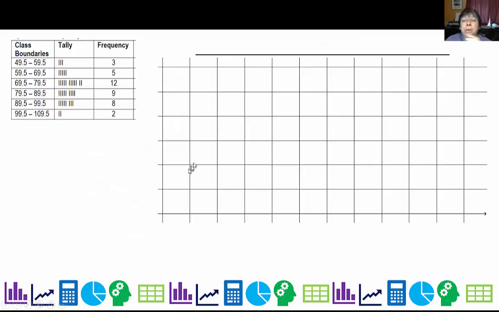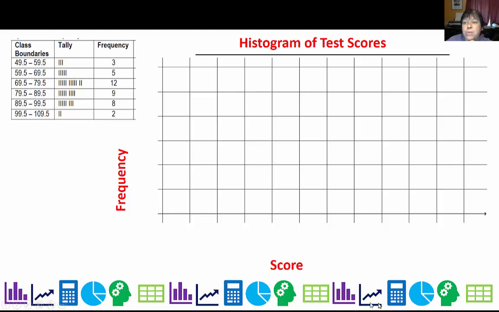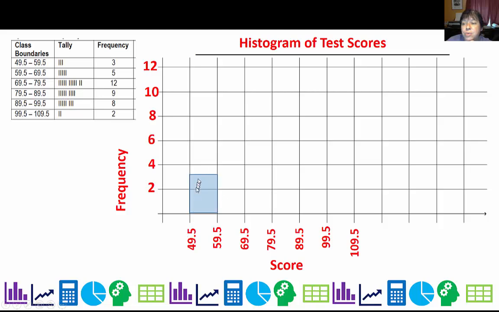All right. So I'm going to go through this quickly because I know you can pause me. First, title it, label your axes. All right. We got frequency and we got score. These were test scores. My highest value is 12 and I have 6 here, so I can easily go up by 2. And then my boundaries on bottom. And the next part is pretty easy. I just start adding the bars in. 3 is the first one, then 5, then 12, then 9, then 8, then 2.